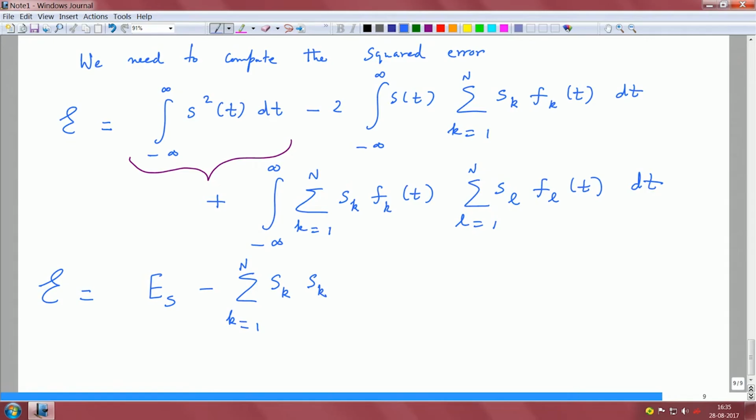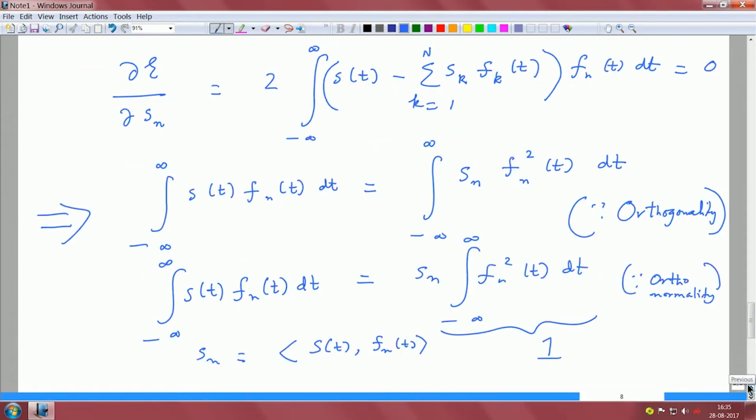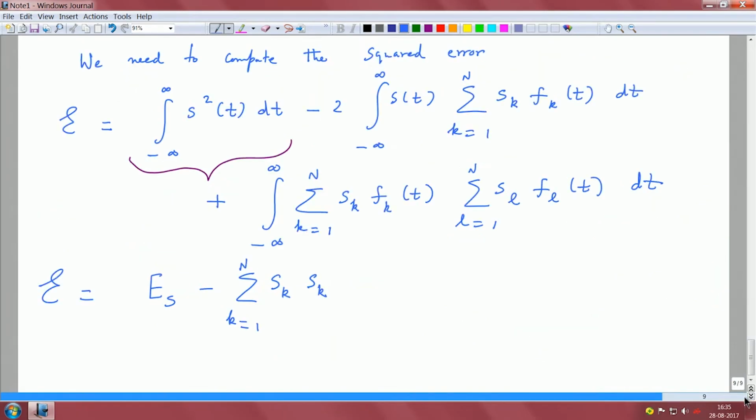Right. Because that is our definition. If you just go back here, this is our definition: sn is basically the inner product of the signal s(t) with fn(t). So this step is straightforward. Bear in mind I have considered all real coordinates here. If it is complex, you will have to be slightly careful about what you do here.